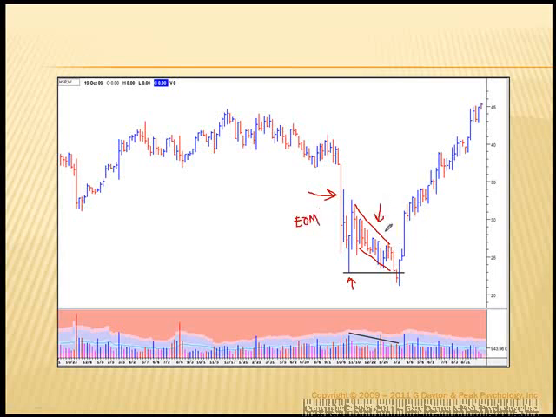Right? So it does break down below for a week and a little bit longer than a week. But look at what happens. It turns right around, fails to go any lower. It turns around, closes firm. Well, that's worth a bet right there. That's worth making a trade. And you can see the response that it gets.